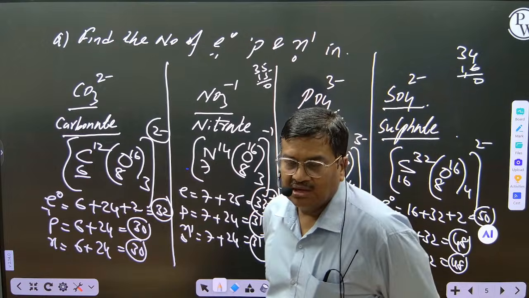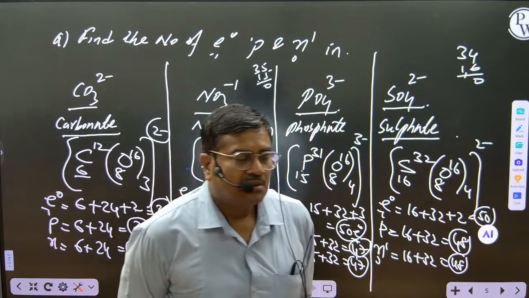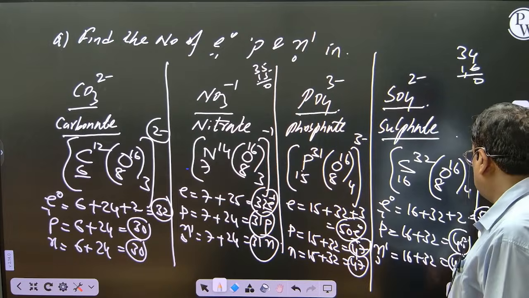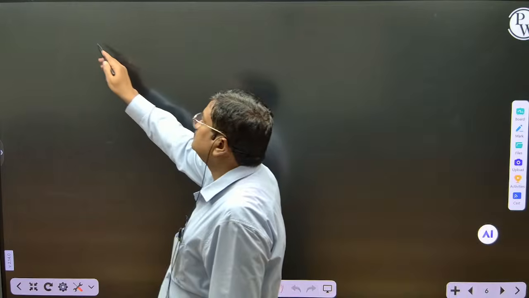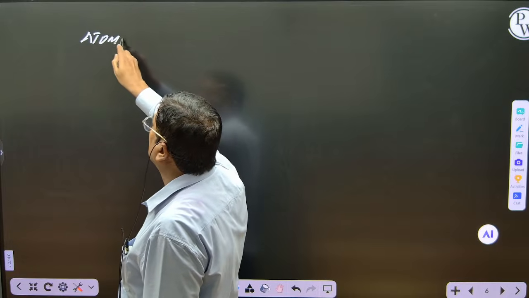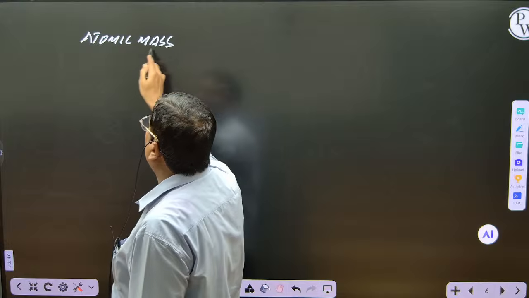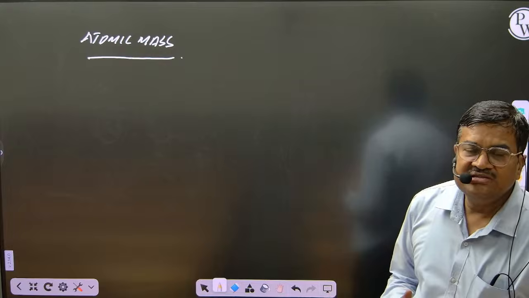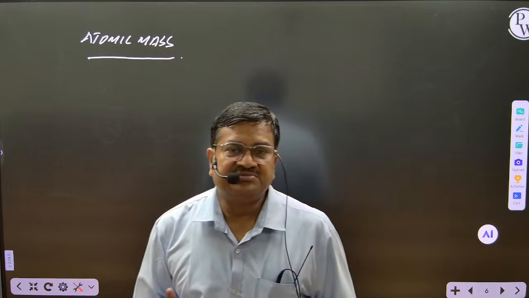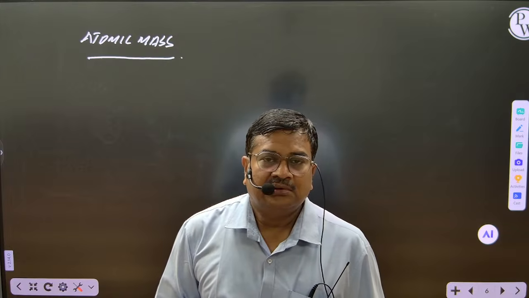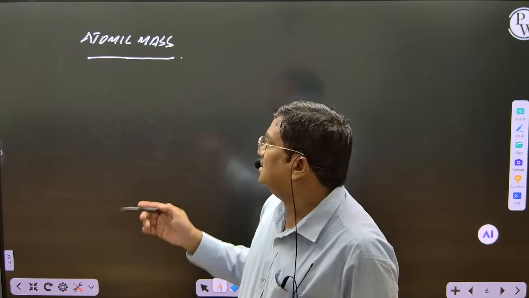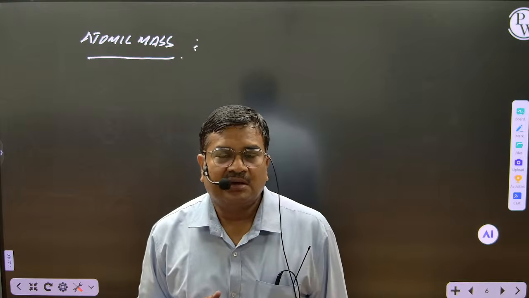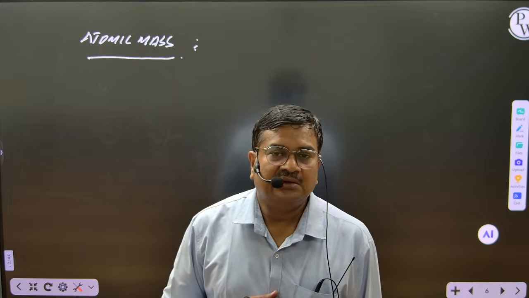Now write the next heading, atomic mass. Today our discussion will be on atomic mass. Write heading, atomic mass. Now observe here, listen students. What is atomic mass? See, atomic mass is a relative mass, we say. Relative means what? We are comparing with carbon 12. You know, carbon 12, we are comparing how many times an element is heavier compared to 1 by 12th part of C12. Are you getting my point?